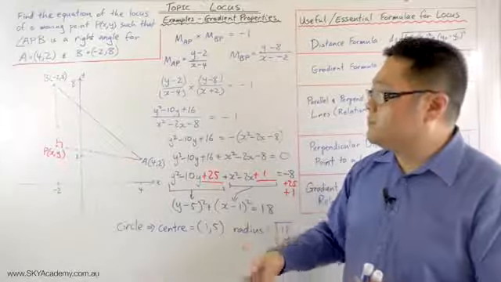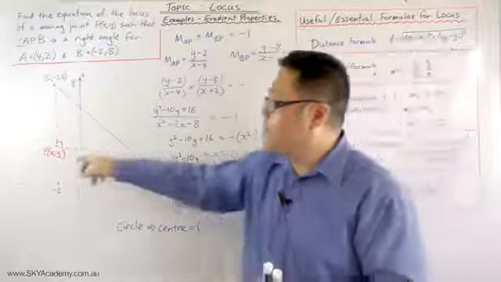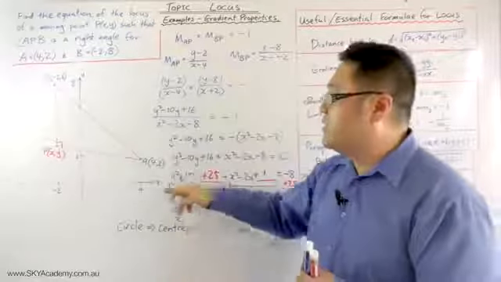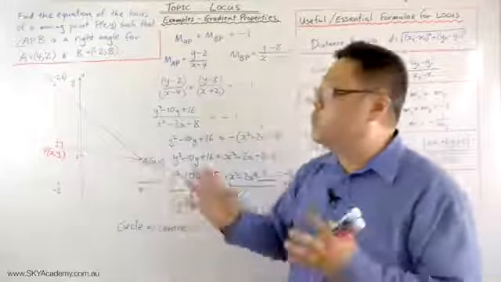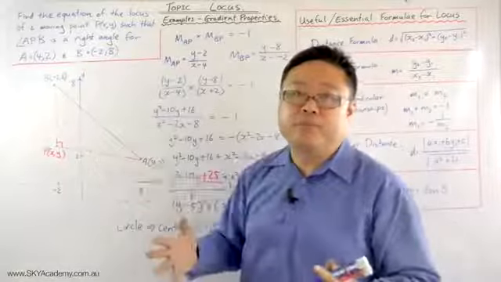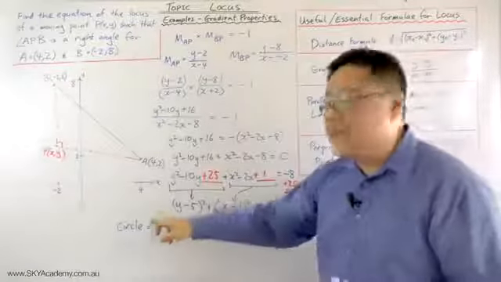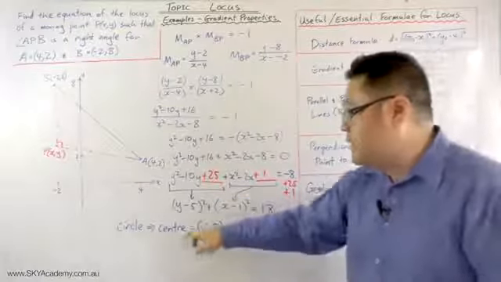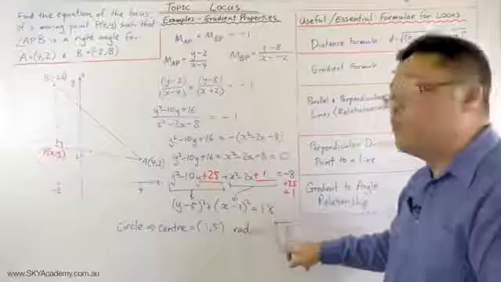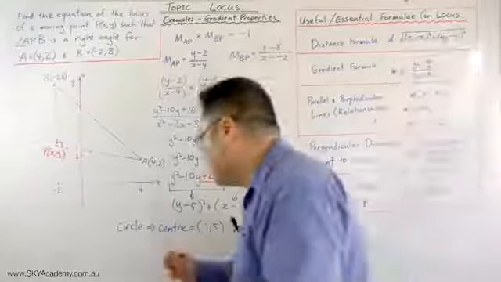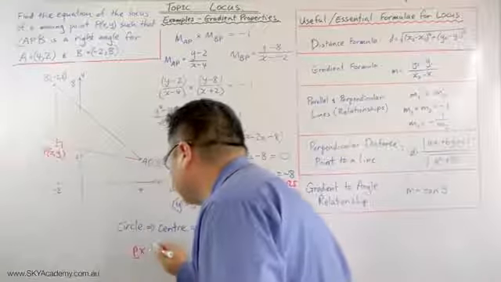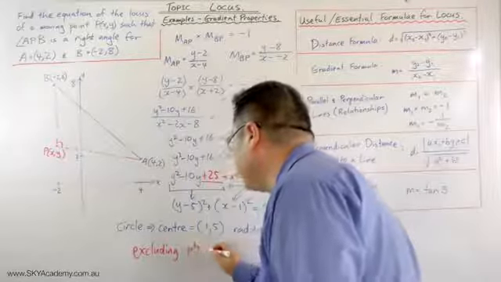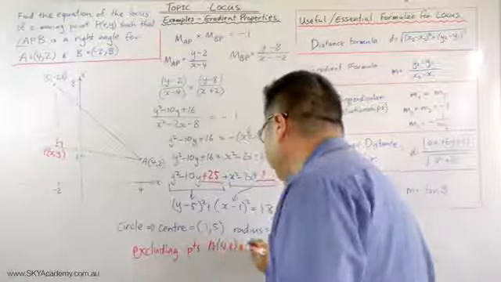So in other words, P can't actually equal A and B, and in fact, if P were to equal A and B, you wouldn't have an angle APB, would you? So actually, the answer is, it's the circle with this equation, with center 1, 5, and radius 3 root 2, excluding the points A and B.